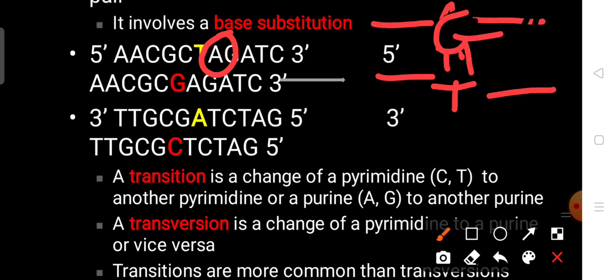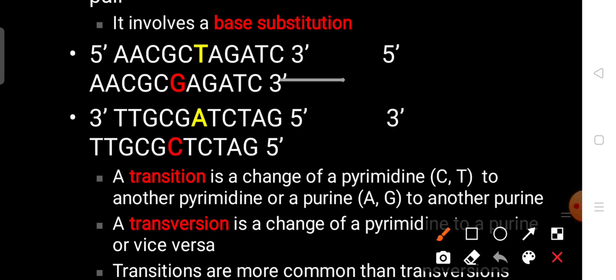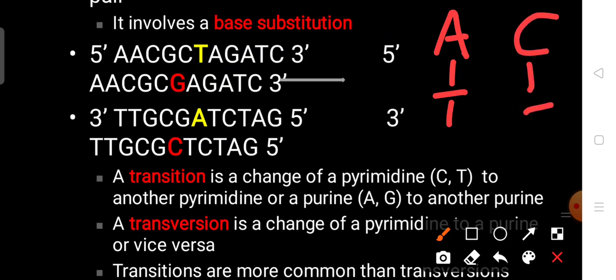So A is substituted by G. Now when replication will take place, against the G which base will be added? C. Against G which base will be added? C. So originally there was AT pairing. Because of transition type of mutation, A was changed to G, and hence now there will be GC or CG pairing. So in the nucleotide sequence, originally there was AT pairing, now it has changed to GC pairing.